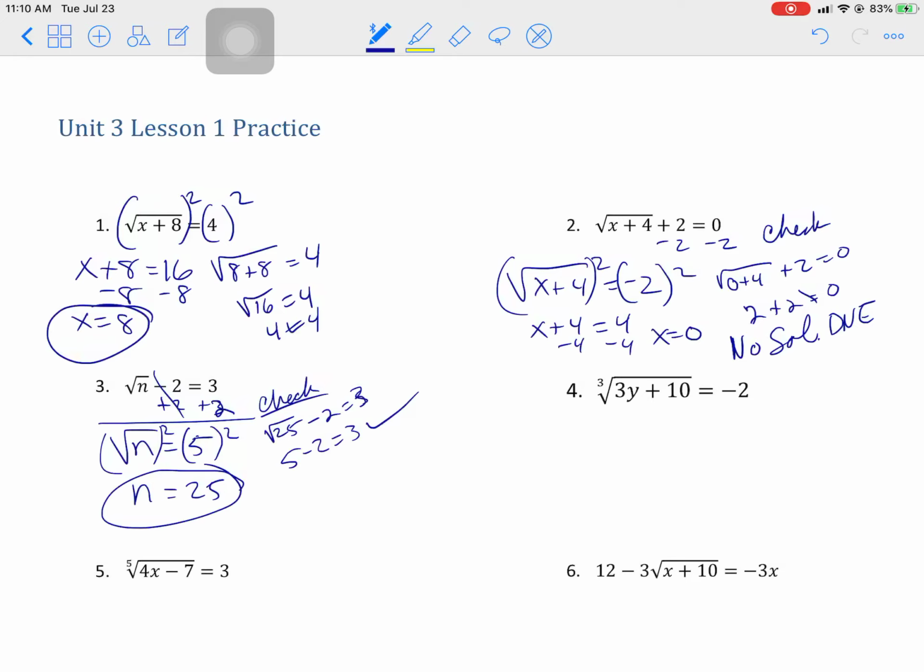Okay. Here's a cubed root. It's alone on one side, so it can be cubed, raised to the power of 3 on both sides. That clears the radical sign. Negative 2 times negative 2 times negative 2 is a negative 8. Move the 10. 3y equals negative 18. Divided by 3. Y equals negative 6. It's an odd power, so it doesn't need to be checked. I kind of check anyway because I check when I do equations to make sure they are correct. And if you don't want to have to remember to do checking, you just check them all.